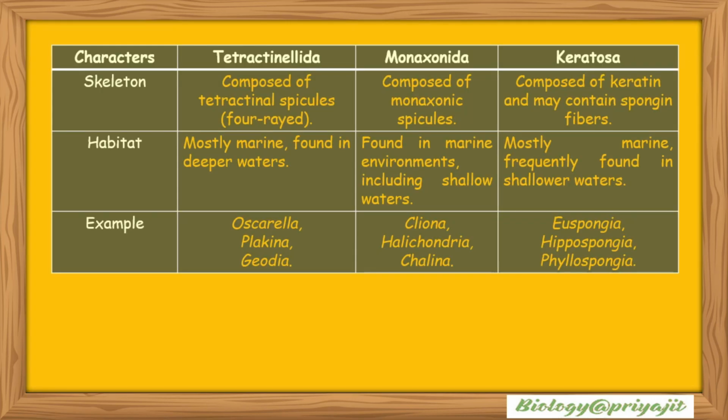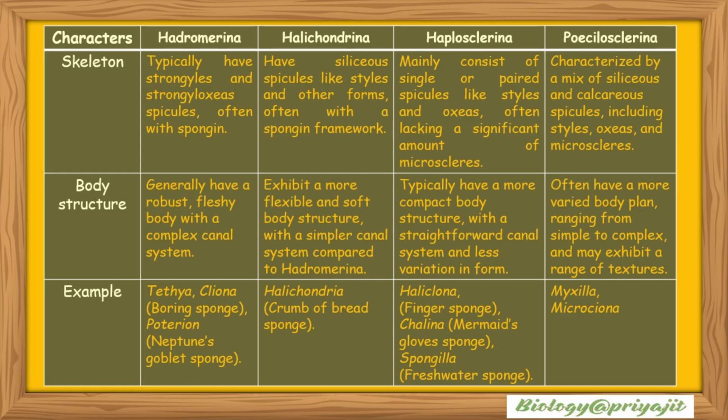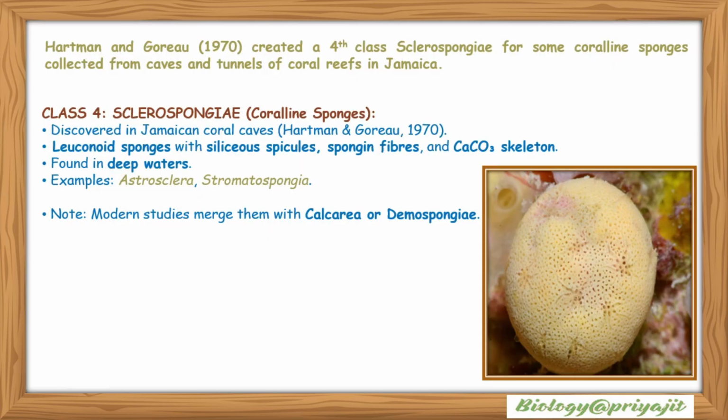This is that tabular form. It shows a comparison between Tetractinellida, Monaxonida, and Keratosa on the basis of skeleton, habit, and examples. This is another format, which includes the comparison between Myxospongida, Carnosa, and Choristida on the basis of characters, skeleton, body structure, and examples. This is the further division. The comparison will help you to memorize the topic. The Hadromerina, Halichondrina, Haplosclerina, and Poecilosclerina can be categorized on the basis of their skeleton, body structure, and example.